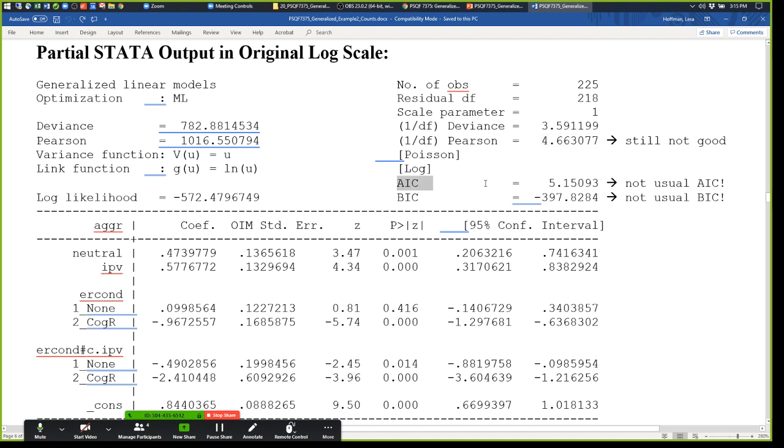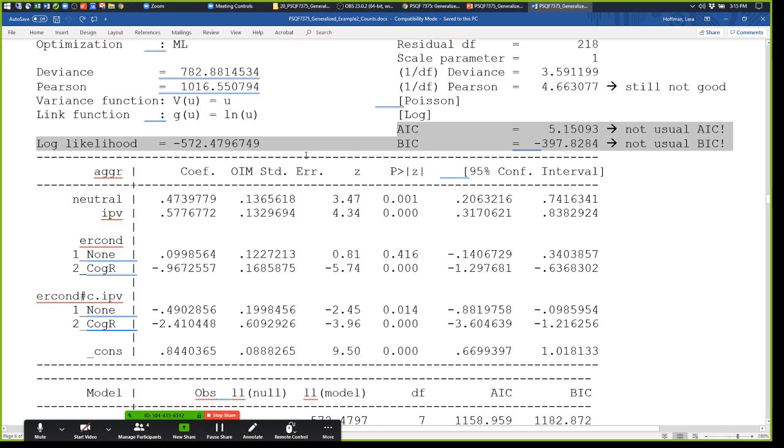By the way, it gives you these two things. I have no idea what they are. They're new. They're not the usual AIC and BIC. There's some other thing. And I clicked on them and it brought up a whole page of extra description and I was like, nope, someone else can figure that out.